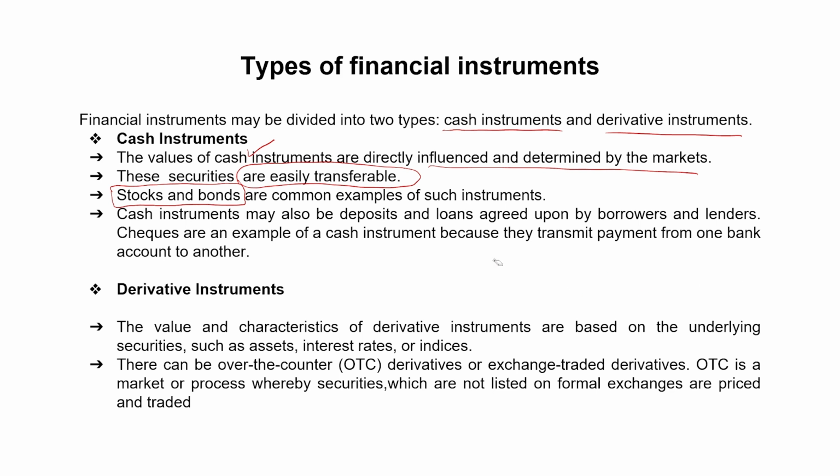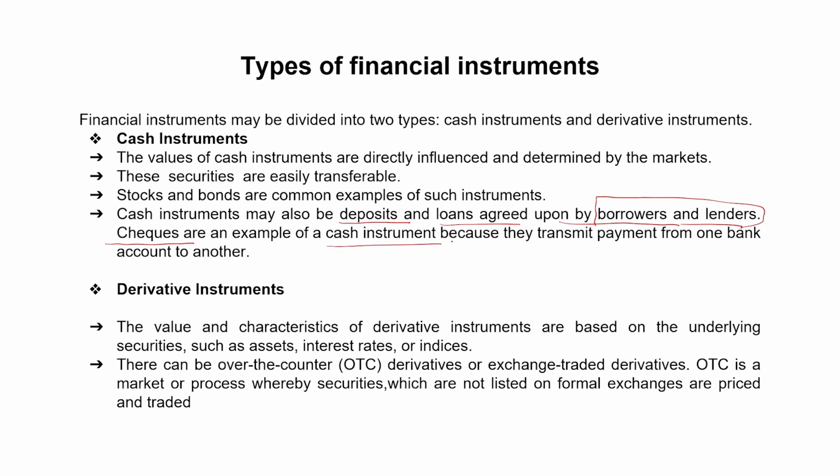Otherwise, every type of instrument where there is a claim of money established, where there is a contractual right established, that amounts to an instrument. Cash instruments may also be deposits and loans agreed upon by borrowers and lenders. So, again we are coming to this point, there are two parties, one is the borrower, another is the lender. If they agree on certain points, that is automatically converted into an agreement, and an agreement, if it fulfills some conditions, amounts to a contract.